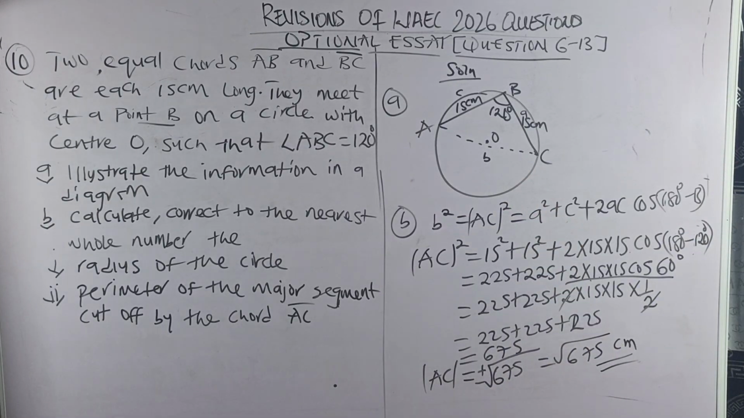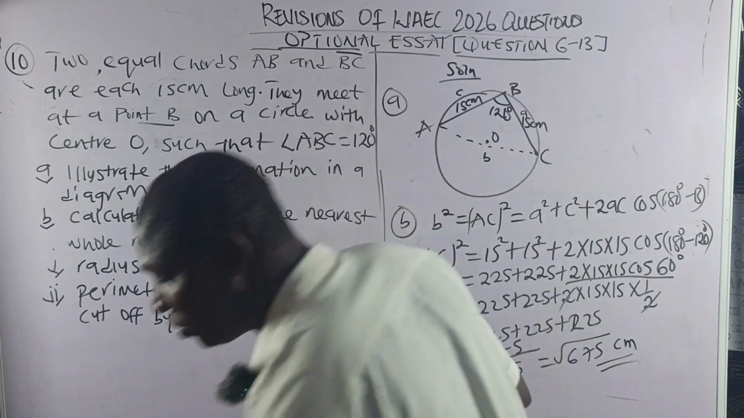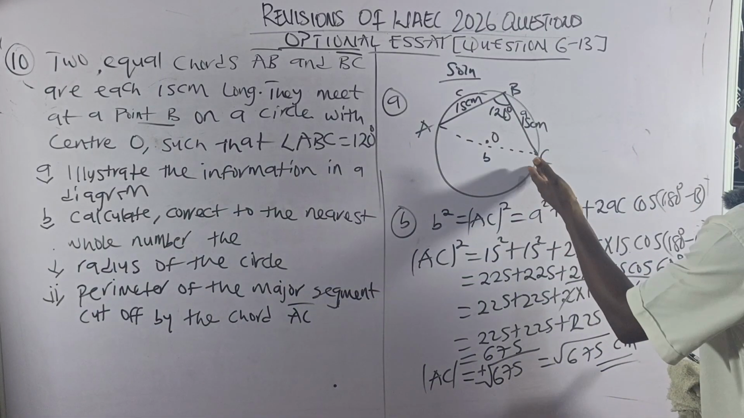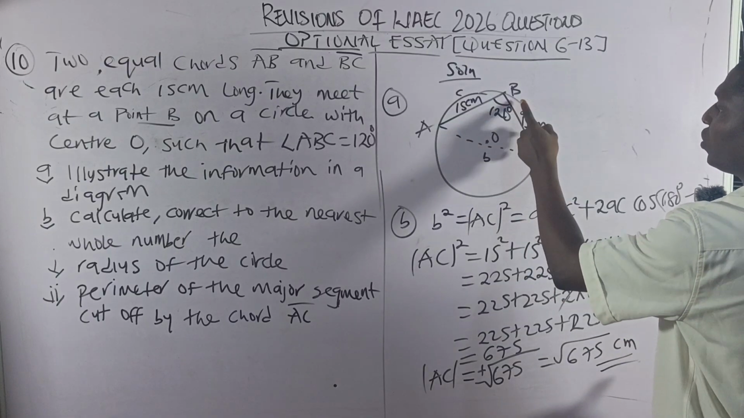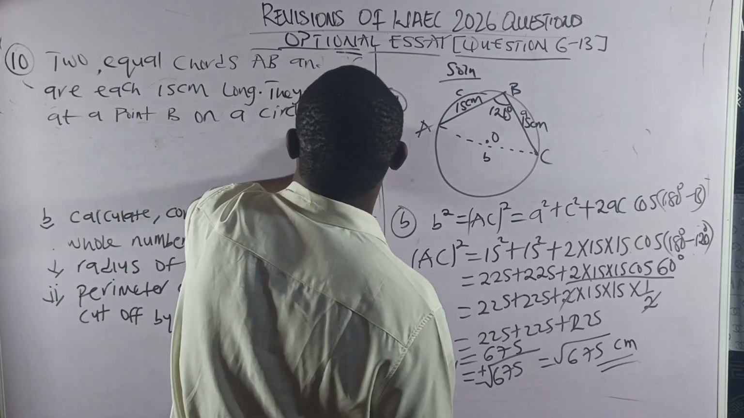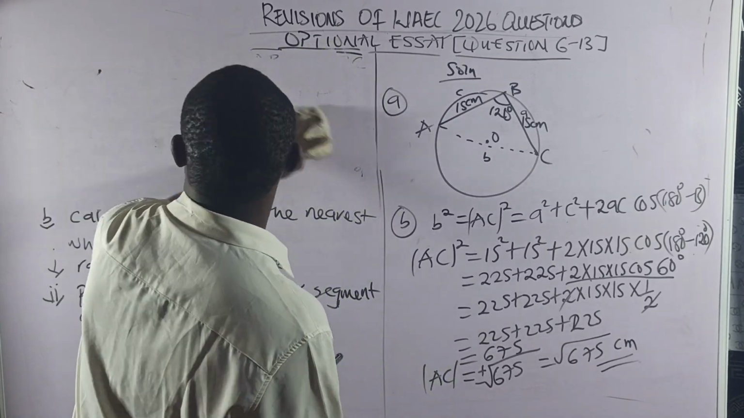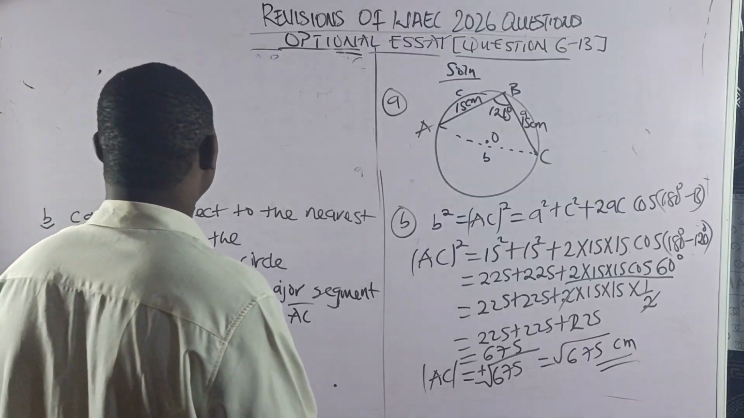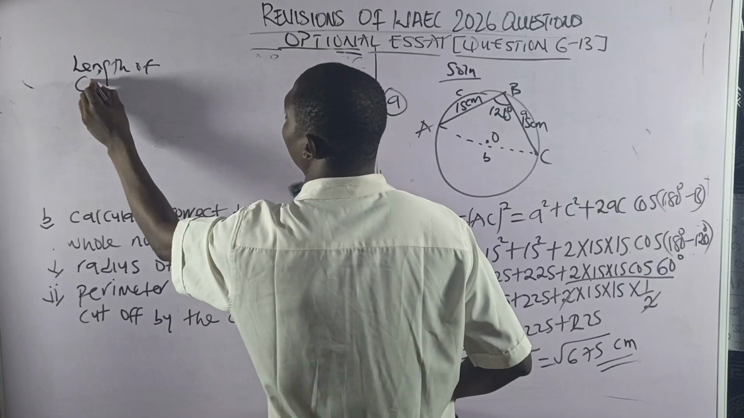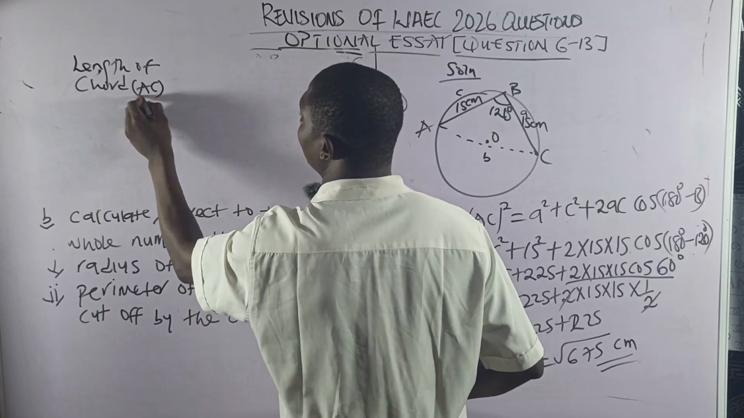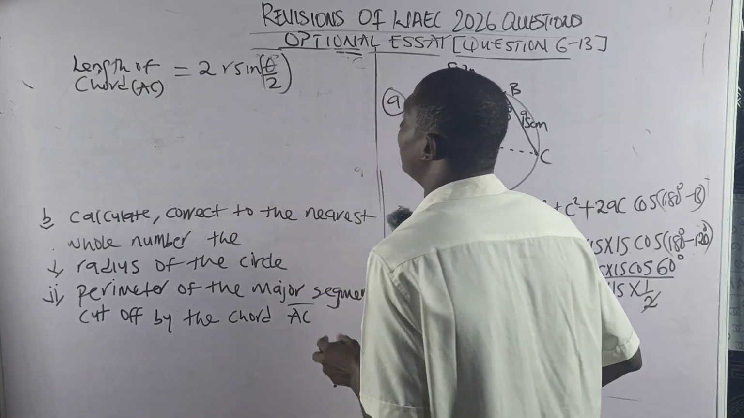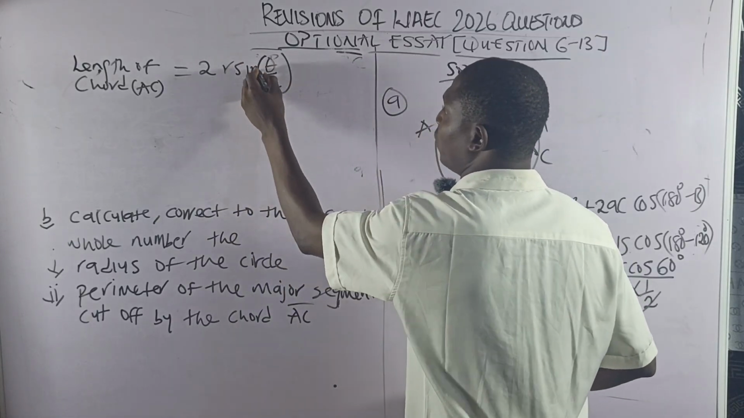Now, we were not asked to look for AC, we were asked to look for the radius of a circle. So we'll use the length of chord formula. Why are we taking AC as the chord we are using? Because it's what is facing the angle given. So I'll use my length of chord formula, which is length of chord AC equals 2r sine theta over 2. Theta over 2 must be in brackets because we must resolve it as 1.